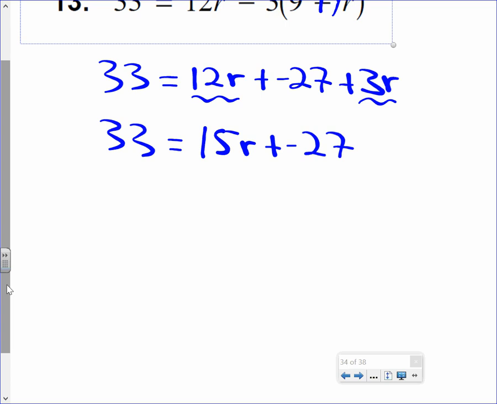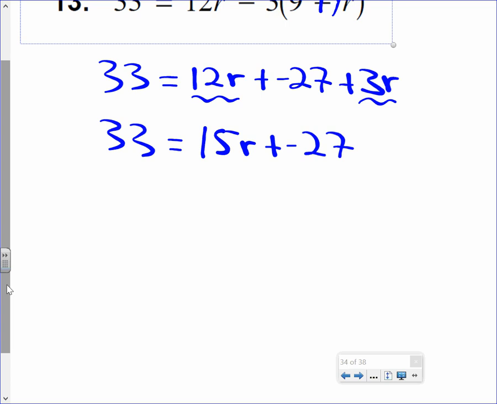I mean, you just look at it. Which one's farther? The negative 27 or 15? Look at where the R is. 15's farther? That's way farther. Look, distance-wise, look at it. This is way farther than the 15. So I'm going to get rid of the numbers farthest first.